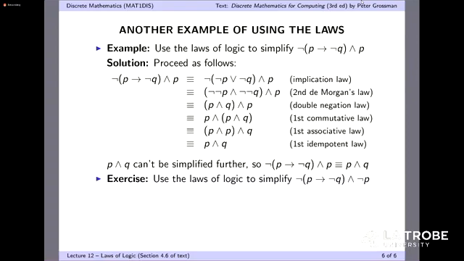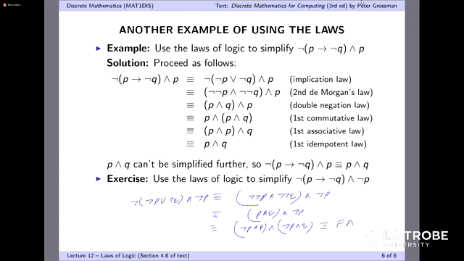Okay, let me try to do it. I have not P or not Q and not P. This is equivalent to not P and not Q and not P. This is equivalent to P and Q and not P. And that is equivalent to not P and P and not P and Q. This is equivalent to F. I have not written the laws. So far what I'm getting, F and not P and Q.